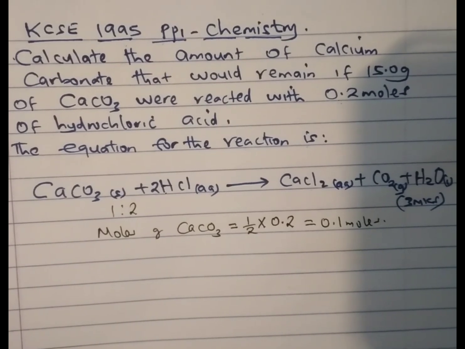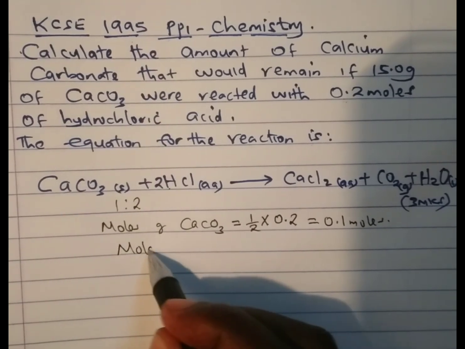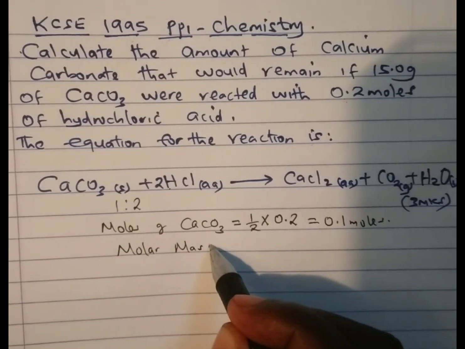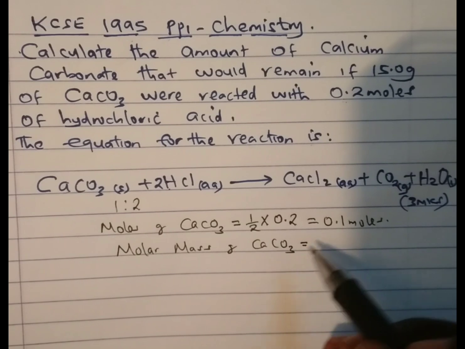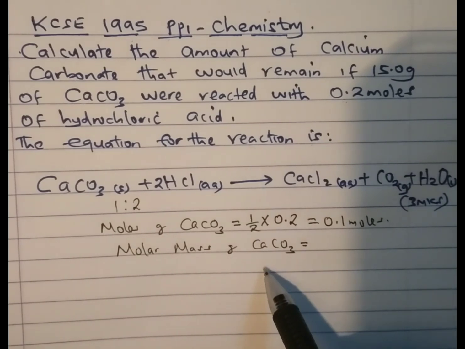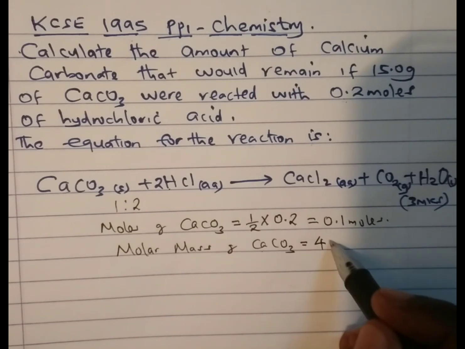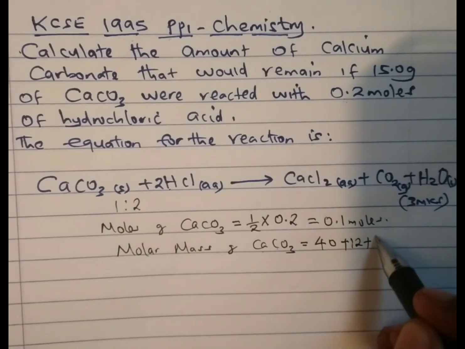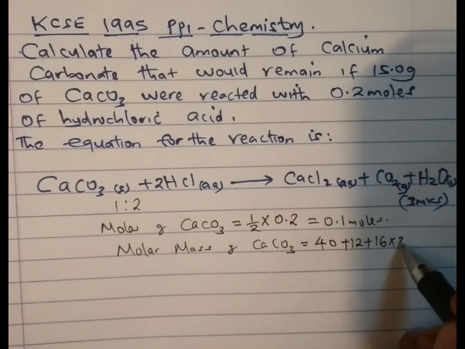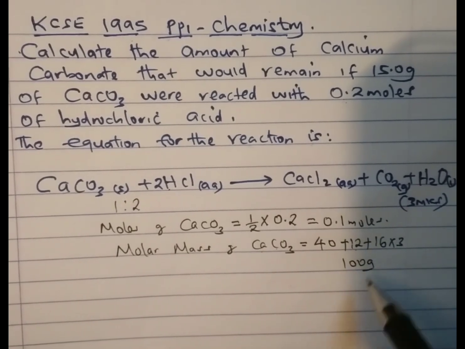the carbonate. From there we move down and calculate the molar mass of the carbonate. To get the molar mass of the carbonate, we sum up all the relative atomic masses of the elements forming calcium carbonate. Calcium has a relative atomic mass of 40. You add that of carbon, which is 12. You add that of oxygen, which is 16, but remember we have 3 atoms of oxygen, giving us 40 plus 12 plus 48, which is 100 grams.